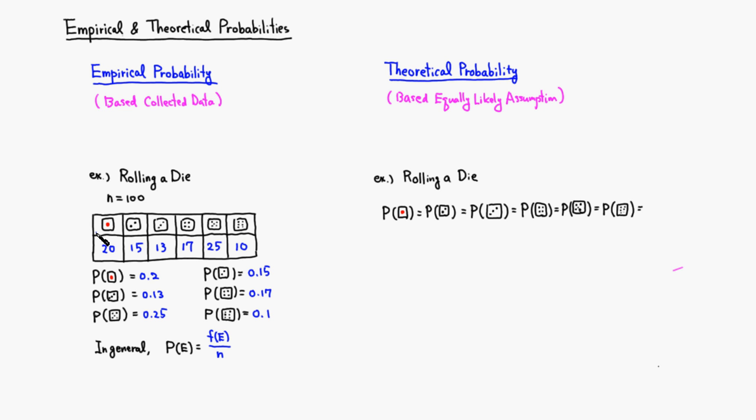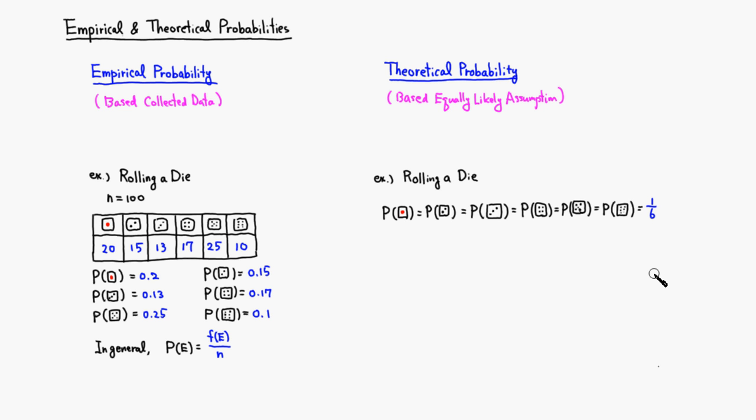On the other hand, theoretical probability doesn't require any collected data. We're going to just assume that each outcome in the sample space is equally likely to happen. With that assumption, let's say rolling a die, getting a 1 has the same probability as getting a 2, 3, 4, 5, and 6. So there are 6 possibilities, and the probability is equally distributed. So it's 1 divided by 6, so 1/6 is the probability of each outcome.